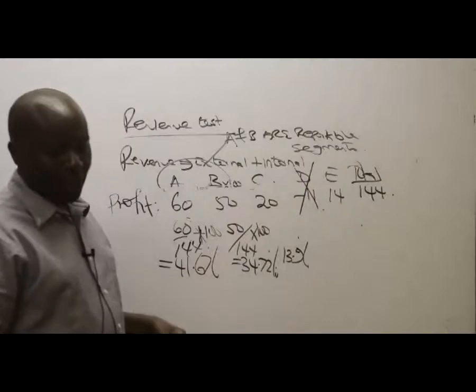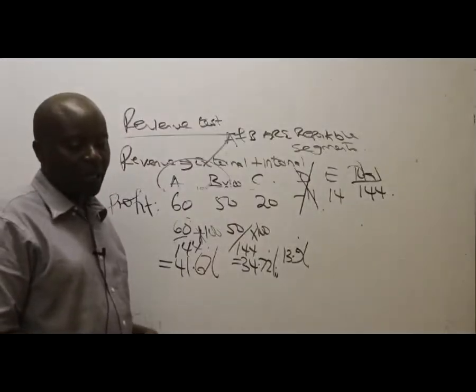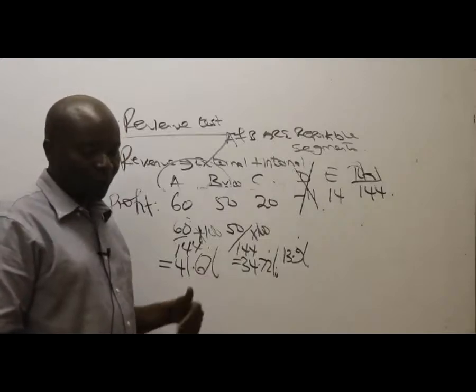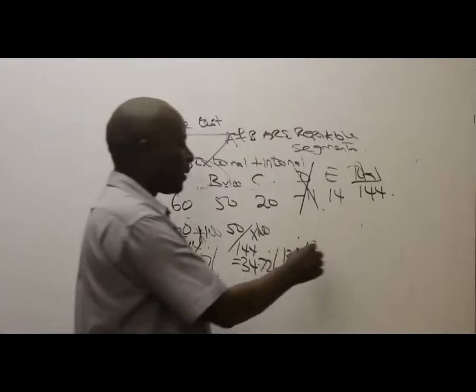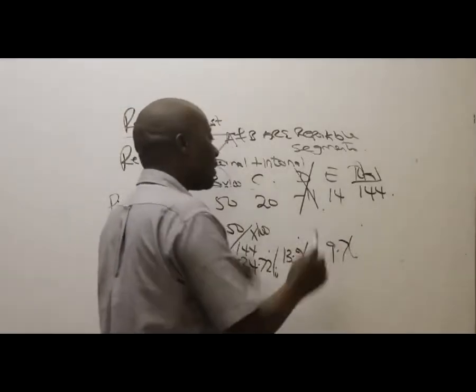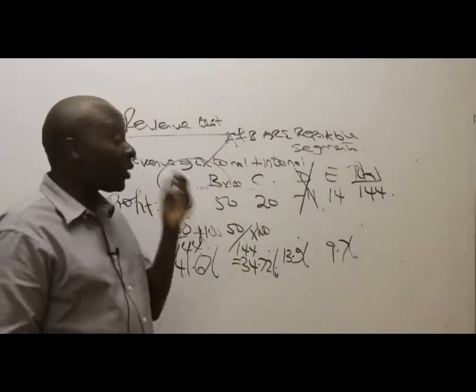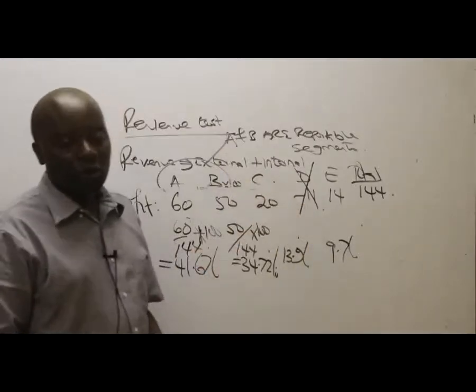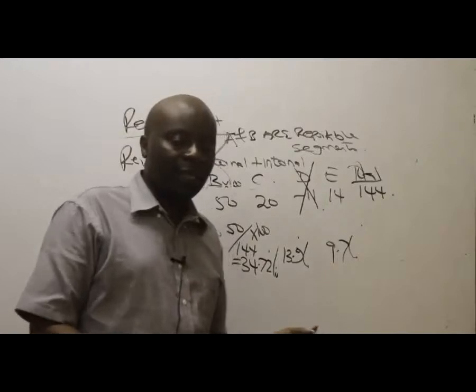And then we have E. Lastly, E. 14 over 144 will be 9 point what here? Somebody. So a good lady here is asking, Mwalimu, why are you not including this negative 11? Why are you not including D? It's because of what the standard tells us. Remember, the standard is there to guide us.